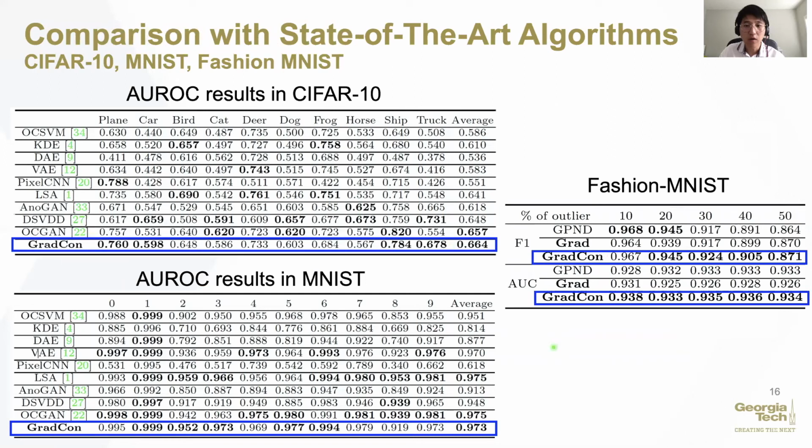We compare our proposed method GradCon with state-of-the-art anomaly detection algorithms in CIFAR-10, MNIST, and Fashion MNIST datasets. While all the existing algorithms are based on activation-based representations, only GradCon utilizes gradient-based representations. We show that GradCon achieves state-of-the-art performance in terms of AUROC and F1 scores.